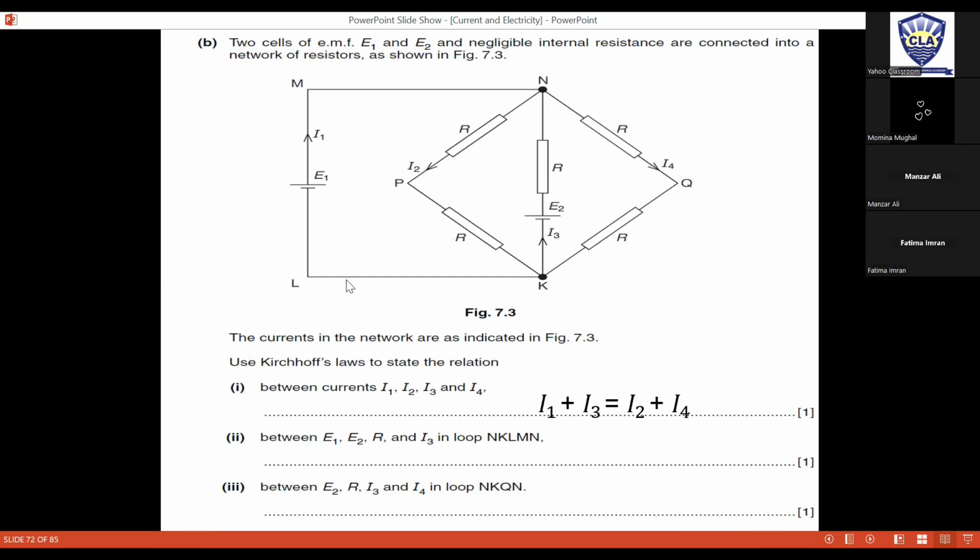Now we have a loop, N K L M N. We have two batteries E1 and E2. We have only one resistor, and there is no resistance in this path, that is KLMN. So if we take E1 as the larger battery and E2 as the smaller battery, then the current of E2 will be considered as negative. So we have E1 minus E2 is equal to minus I3R.